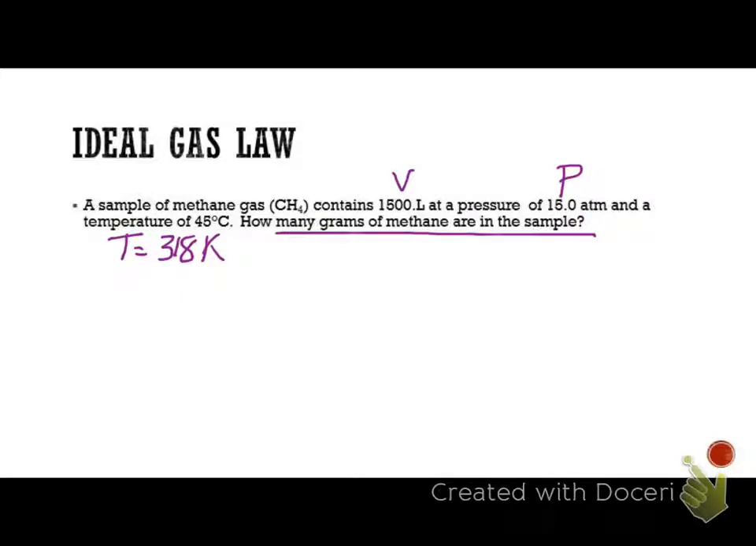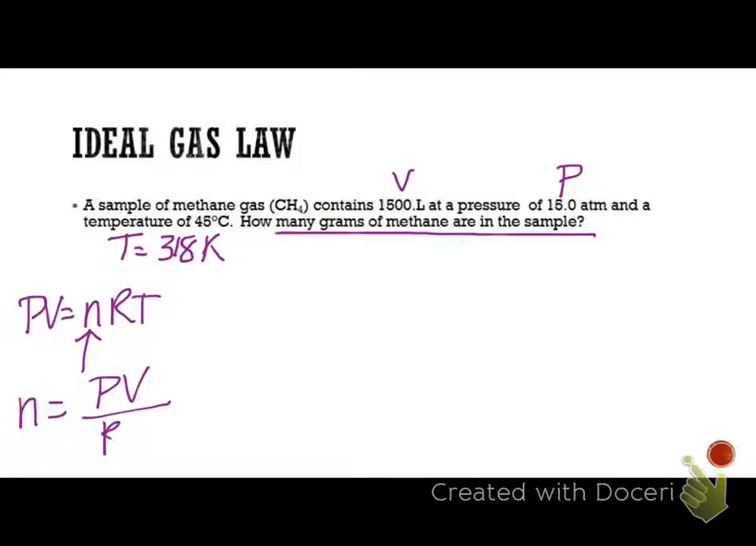Okay, well, I can't solve directly for grams, but I can solve for moles, and then I can use the molar mass to get there. So that's what I'm going to do. So I'm going to use my PV equals nRT, and I'm going to be solving for moles. So n is going to be equal to PV over RT. Okay? So let's plug everything in.